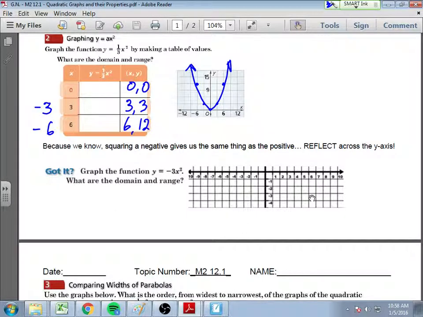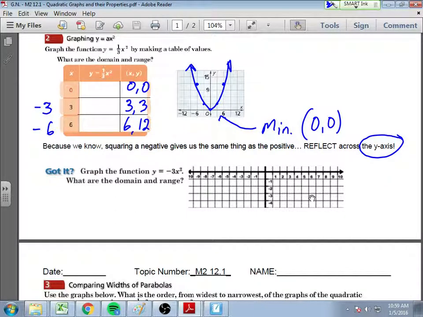So in this situation, it's the y-axis, but in other situations, it would just be the axis of symmetry. And that we figure out based off the minimum or the maximum of the parabola. Because here, my minimum point is 0, 0. So that also tells me my axis of symmetry is at x equals 0.